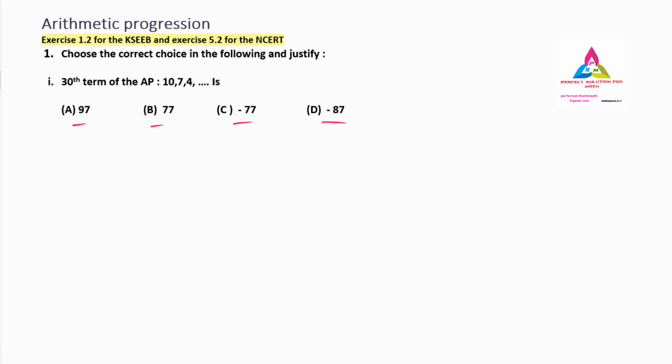If you run your brain, you can get the answer directly, but you can guess over here. See the numbers: first is 10, next is 7, next is 4, means it is decreasing, going downward. So the 30th term will be a positive value or a negative value? Because the 4 is near to what? Near to 0. So next it will come minus values only.